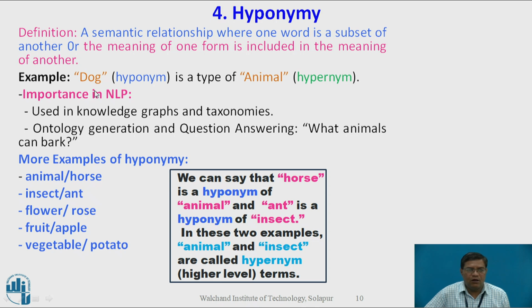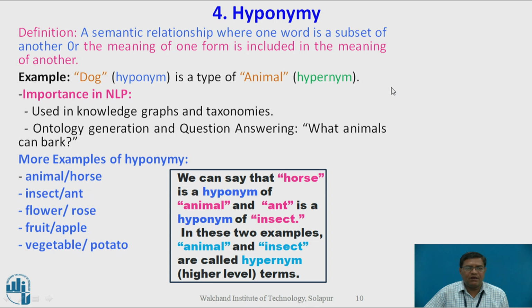For example, dog is a type of animal. So here dog is called the hyponym of animal, and animal is called the hypernym. Animal is the more general term, the superordinate, and dog is a subordinate. Importance in NLP: we can use the hyponymy relationship between words in knowledge graphs and taxonomies, ontology generation, and question answering systems.